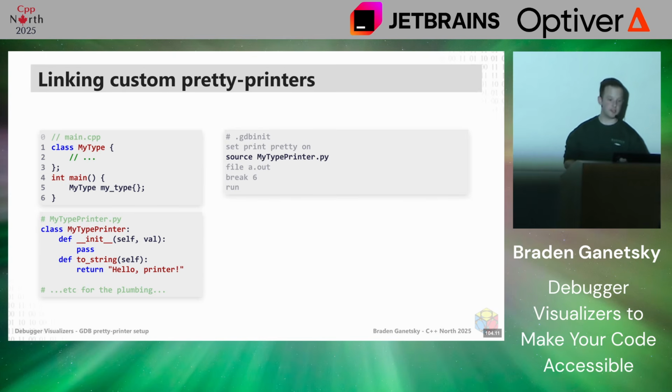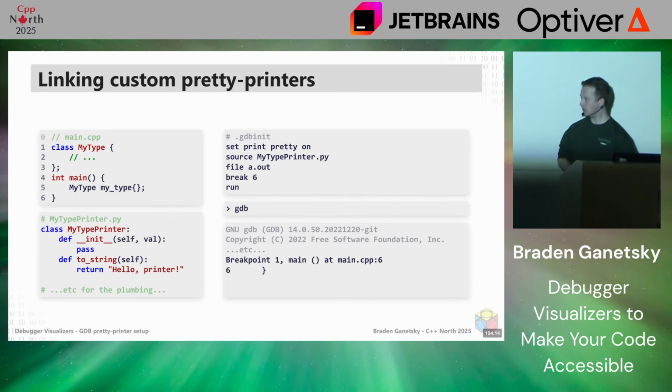And then we have the source command. The source command is what actually loads in the pretty printer. So source mytypeprinter.py, that's the file that I have at the bottom left. And so now once I've done that, I run GDB. I'm at the breakpoint. I print mytype, and it prints. Hey, we just wrote our first pretty printer.